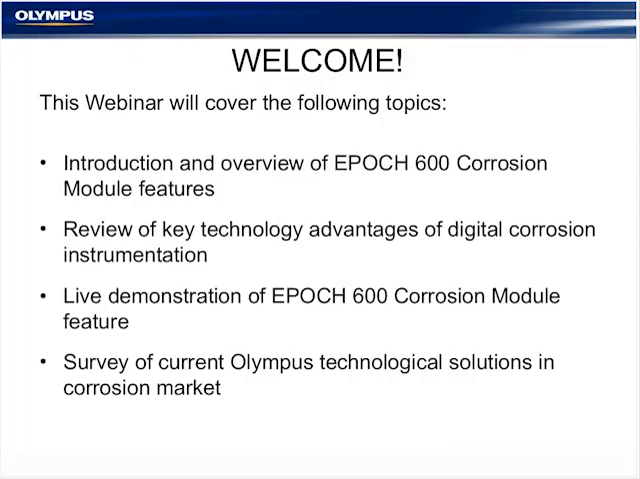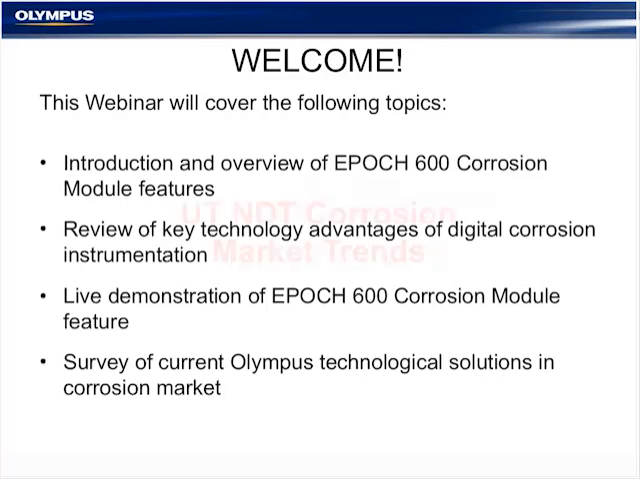So our webinar today will include the topics you see before you. We'll cover an introduction and an overview of the EPOCH 600 corrosion module features. We also want to review some of our key technology advantages of digital corrosion instrumentation as a general subject. I'd like to give you a live demonstration, or at least as live as a webinar allows, of the EPOCH 600 corrosion module feature. And then I'll pass the presentation over to Grant Reig, who will provide a survey of some current Olympus technological solutions in the corrosion market, again, as a more general topic.